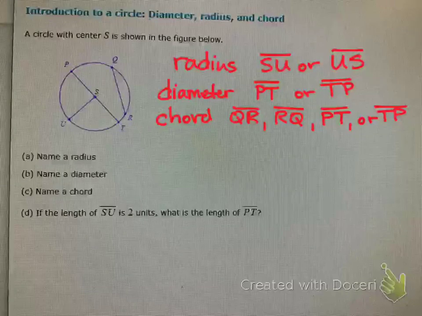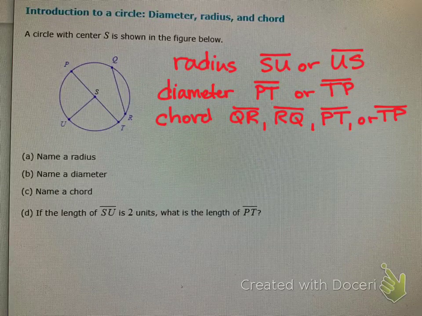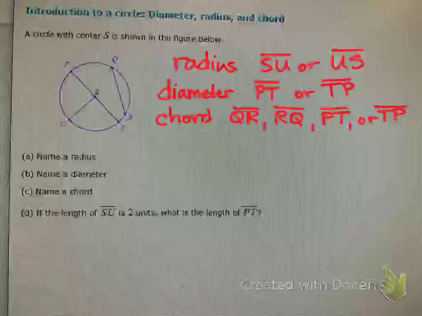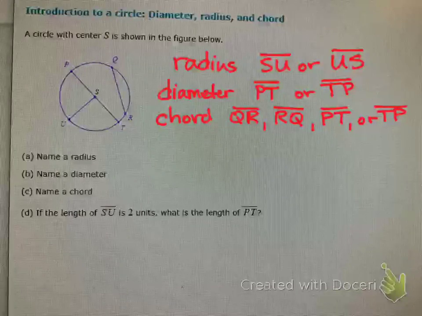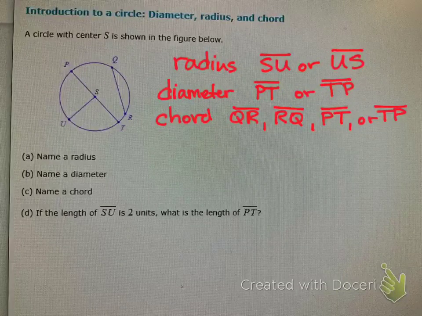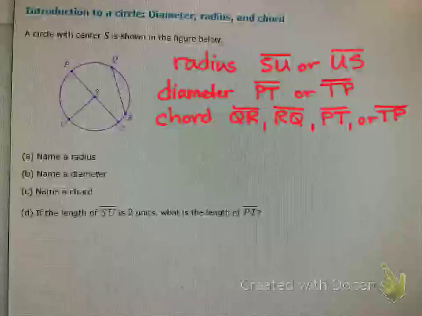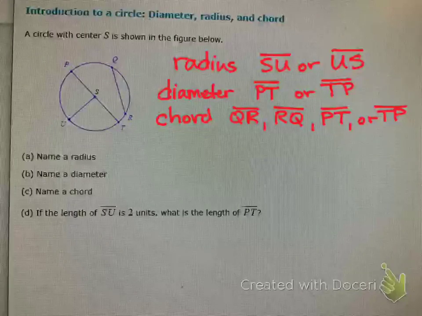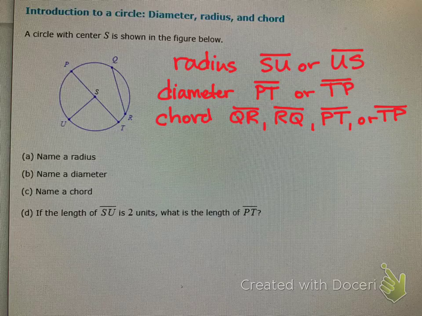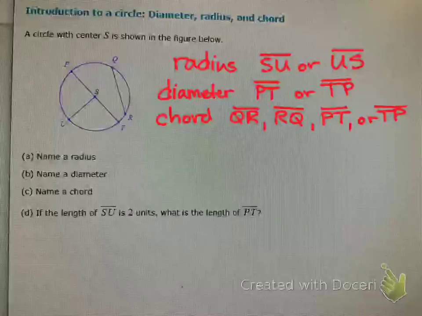Now we're on to D. D says, if the length of SU is 2 units, what is the length of PT? Now SU is called the radius. It goes from the center to the side. So that is halfway through the circle. PT is called the diameter. It goes all the way through the circle.